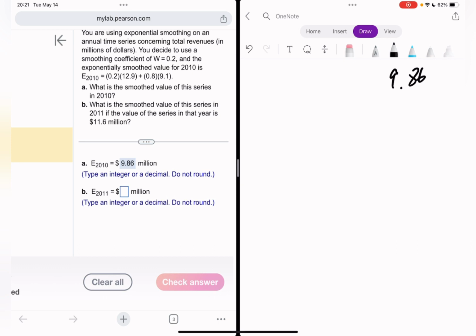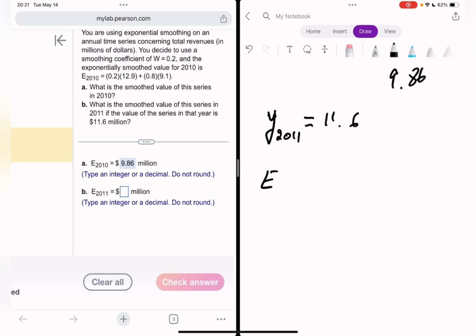Now we want to find for 2011. Question B, it says, what's the smooth value of the series in 2011 if the value of the series in that year is 11.6 million? So for the year 2011, it says 11.6 million. So we are going to use the formula which I previously used based on the numbers you have calculated.